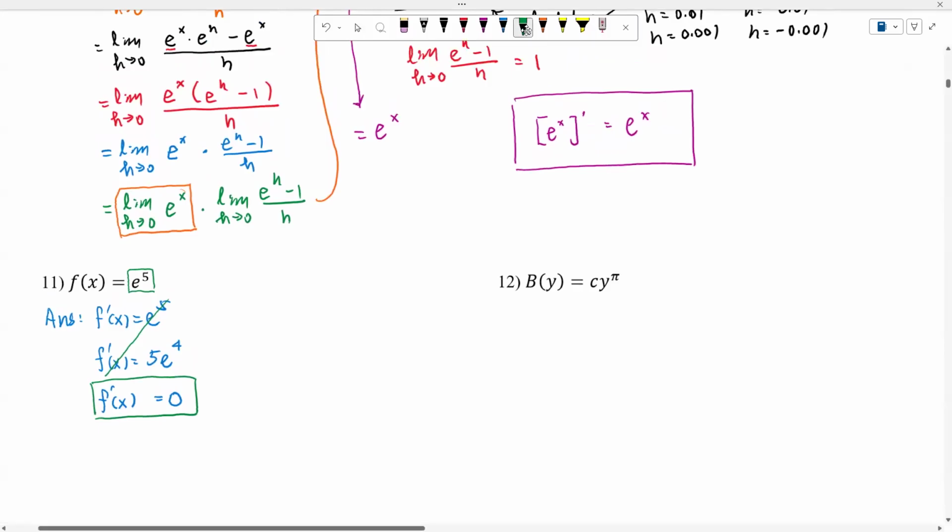And remember, e to the x is a function, the exponential function. So therefore, the derivative is e to the x. But e to the 5 is a constant function. So that's why when we take the derivative, it is equal to 0.